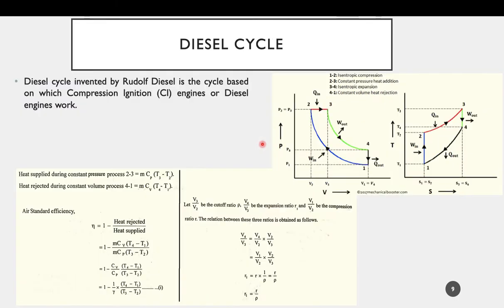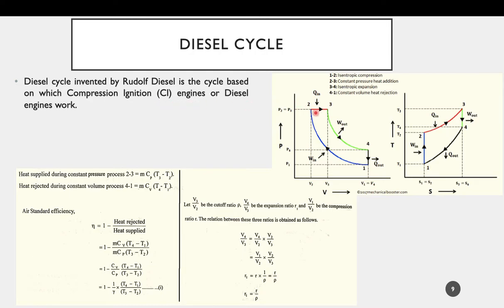Now we will be discussing the diesel cycle, which is a compression ignition engine. Here the burning happens due to the compression inside the piston cylinder. Due to the heat of the compression the fuel burns. That is why it is known as a CI, compression ignition engine. So this engine will not have a spark plug. It will use the heat of compression to burn the fuel.